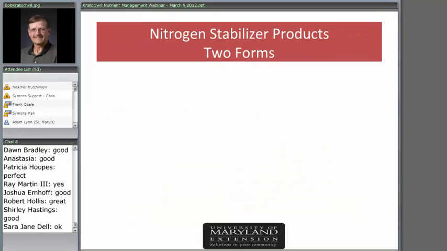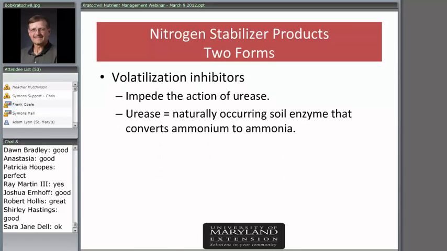All right. As far as nitrogen stabilizers are concerned, there are two types. First are volatilization inhibitors. What volatilization inhibitors do, and I spoke about this when we had the slide about the fate of nitrogen sources earlier, is they impede the action of the urease enzyme, which catalyzes the conversion of urea into ammonia, with ammonium turning into ammonia. Now, urease is a naturally occurring soil enzyme, so it is always there.